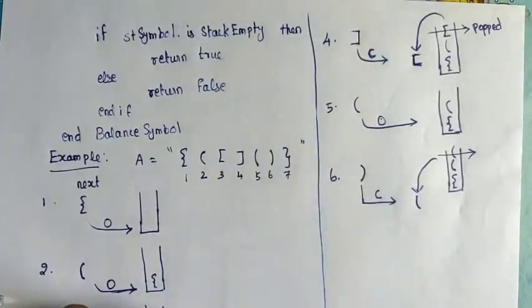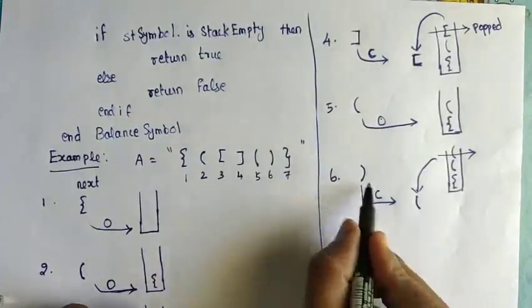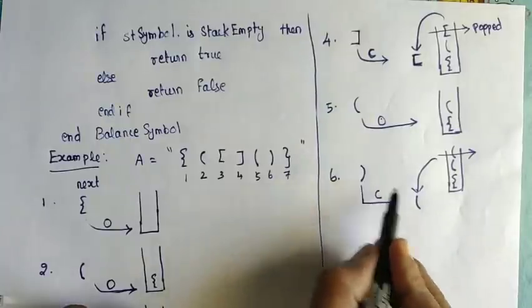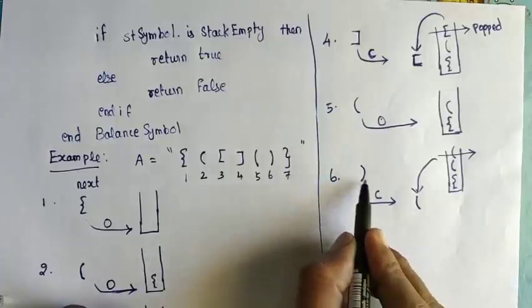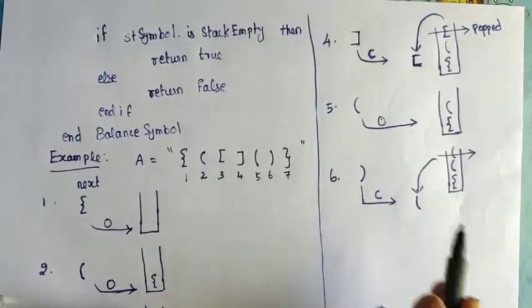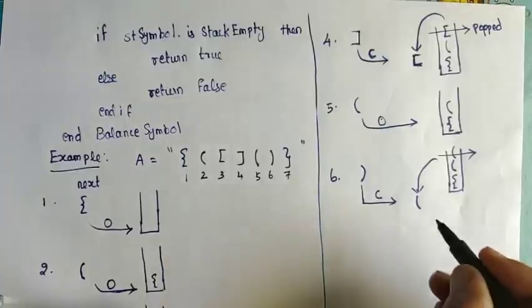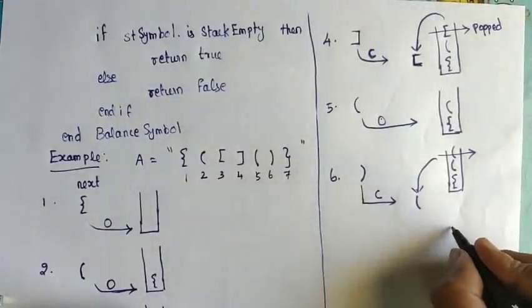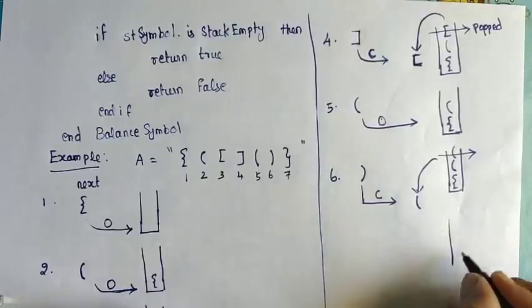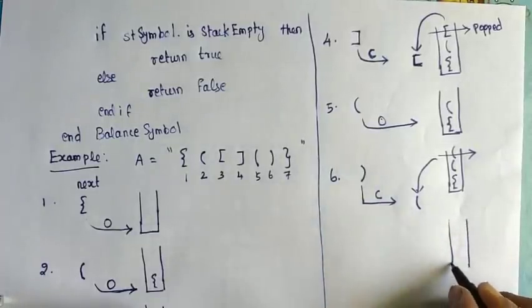The popped element is the bracket. You check whether both are the corresponding opening and closing. Both are corresponding opening and closing, so we can just ignore it. If it is not corresponding opening and closing, we have to return false. So here I can ignore it and continue the process with the next character. Now we are going to read the next character.